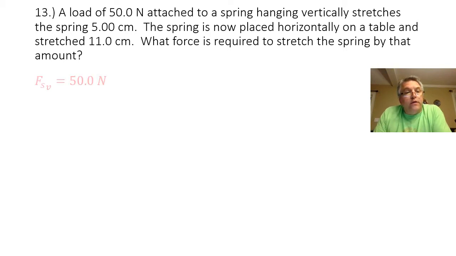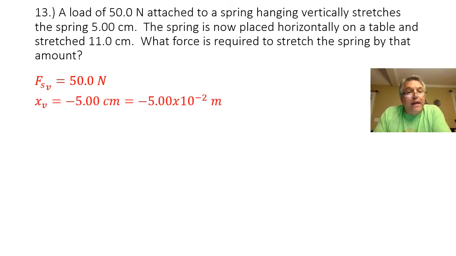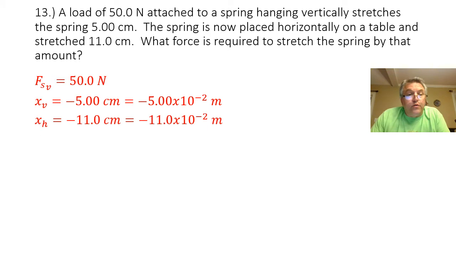We are given the force on the spring when it is hanging vertically, and that is 50.0 newtons. I know my vertical displacement is going to be negative 5.00 centimeters, which I do need to convert to meters. That's going to be negative 5.00 times 10 to the minus second meters. And I know that my displacement in the horizontal direction is going to be negative 11.0 centimeters, and that is going to equal negative 11.0 times 10 to the minus second meters.